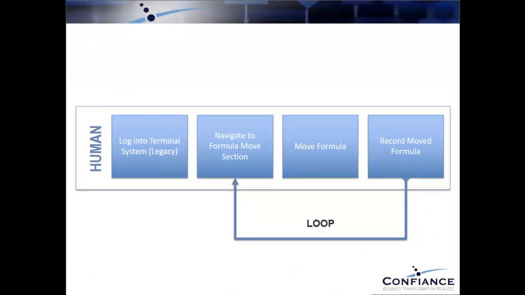Here is a flow of all the manual steps in the Formula Move process. First, a user would manually need to log into a terminal legacy system. Once logged in, he would need to navigate to the Formula Move section. Once in that section, he would be allowed to move formulas. Lastly, he would need to make a record of the moved formula. This process would need to be iterated over several times depending on how many formulas needed to be moved.